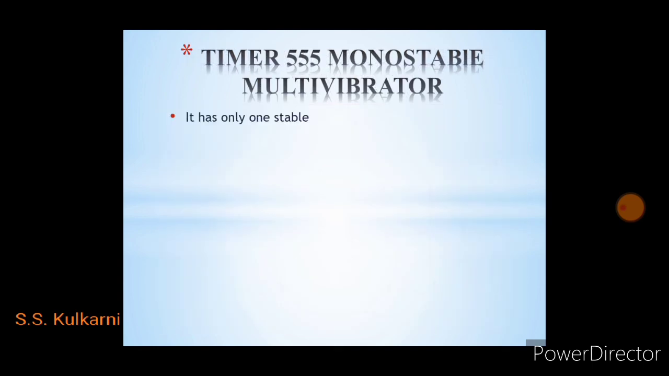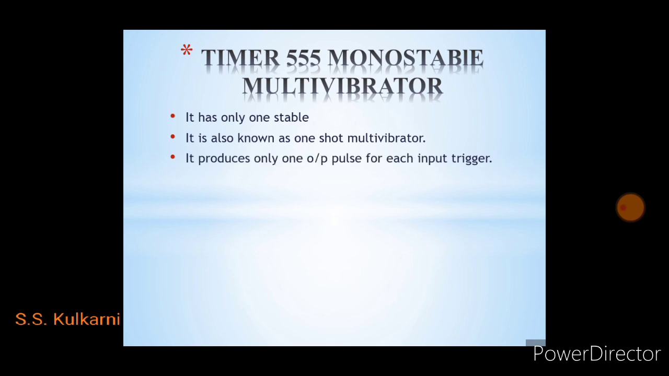So I am going to summarize the monostable multivibrator. It has only one stable state. It is also known as one-shot multivibrator. It produces only one output pulse for each input trigger.